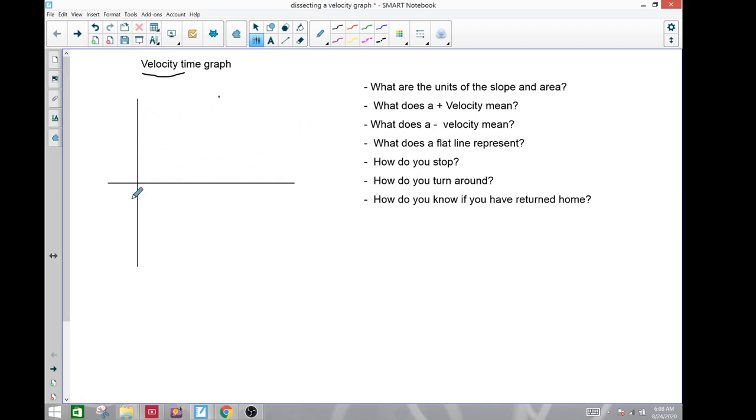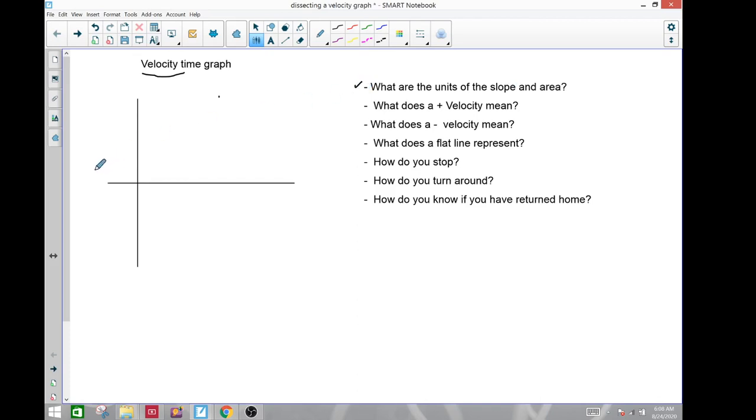And this is some thought process that will go through my brain immediately as I see a graph. And if I don't go through this process when I look at a graph, then I'm going to start getting things mixed up. So what are the units of the slope and the area? Okay, and what do they mean? So this might be all it takes to get you re-functioning on this graph.